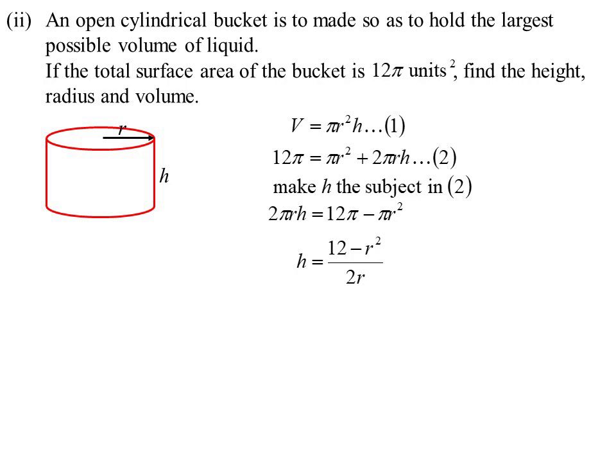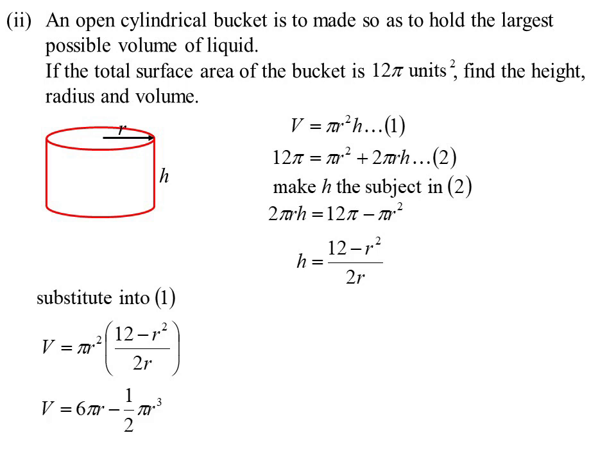Sub it back in. Oh, and by the way, in your solution, you don't have to write make h the subject and substitute back in. This is just me pointing out what I'm doing. Okay, I mean, you can put it there if you want. Volume will now be pi r squared times that expression. Let's expand that out. There it is, 6 pi r minus half pi r cubed.